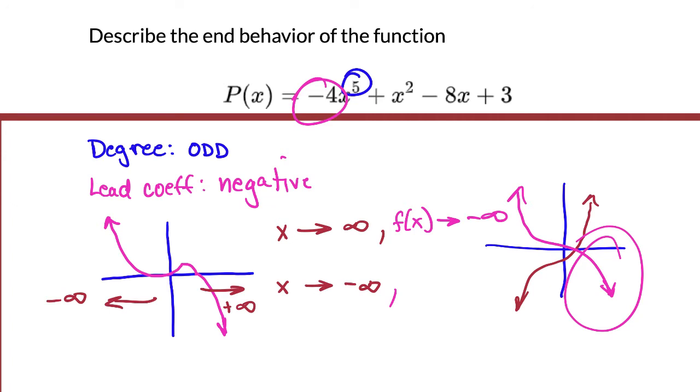On the left-hand side, we just kind of trace to the left, and we say, where does it go? It goes up, up, up to positive. That's positive y values. So on the left-hand side, it goes to positive infinity. And that's it for that problem.